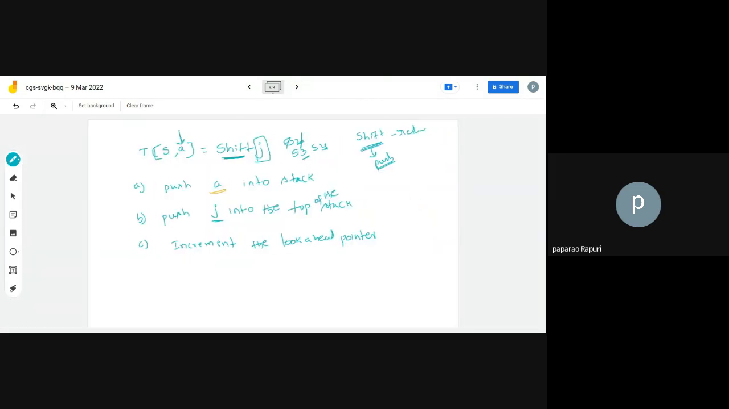So coming to the third case, if we get T of S comma A equals shift J, in that case, we need to push A, J, then increment the look ahead pointer. So these are the things we need to perform.